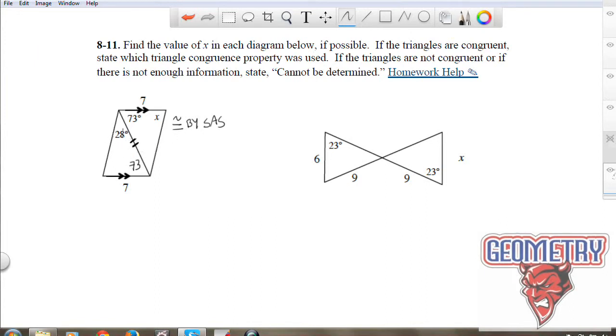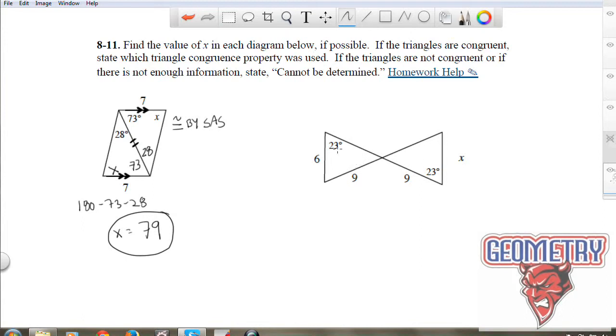So now that they're congruent, I do know this is 28 because of CPCTC, those parts have to be the same. And if this angle is x, then that makes this angle x. And so I can find what that angle is by using the triangle sum theorem. So 180 minus 73 minus 28. That is going to be our value of x, which ends up being 79 degrees.